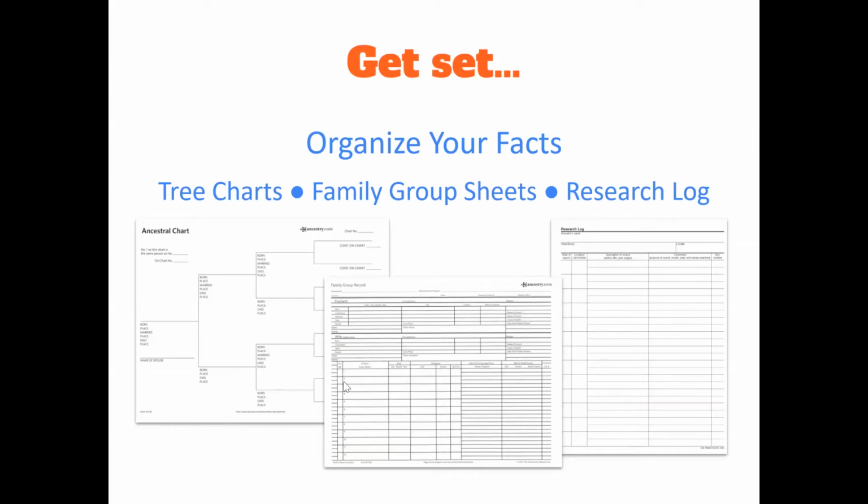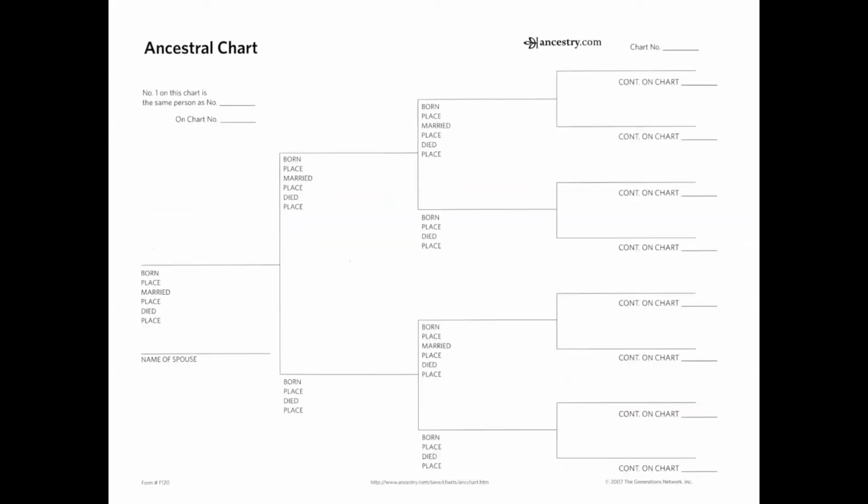So the first one is an ancestral chart, or a pedigree chart, as it's often known. And these are ways of recording direct ancestor information. So they can be used to record how generations are related to each other, but only in direct descendants. You see that there's no places on here for listing siblings and things like that. We're just trying to tie direct ancestors to each other.